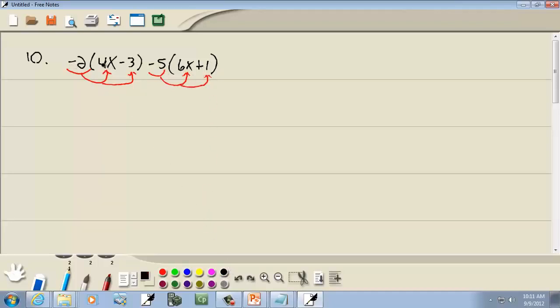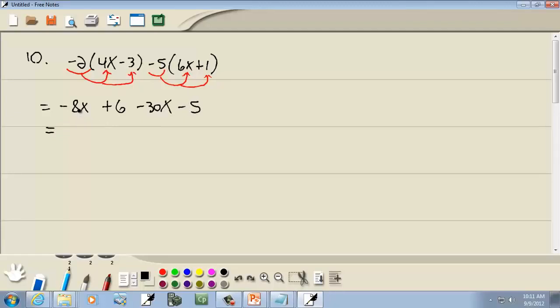Now, negative 2 times 4x, we've already talked about this. If you've got numbers and a variable, you just multiply the numbers together and leave the variable as is. Negative 2 times 4 gives us negative 8x. Negative 2 times negative 3 gives us a positive 6. Negative 5 times 6x gives us negative 30x. And negative 5 times positive 1 gives us negative 5.